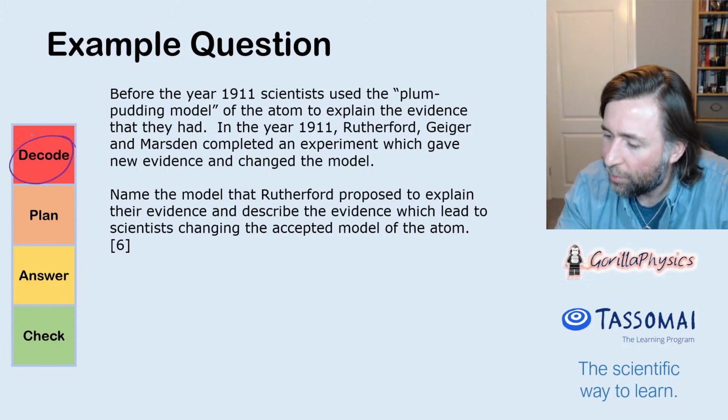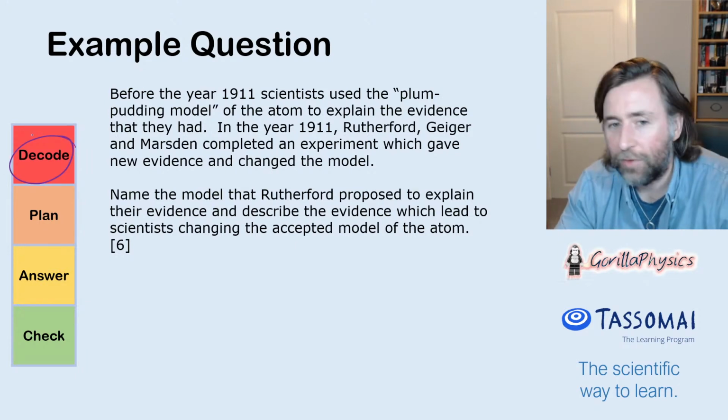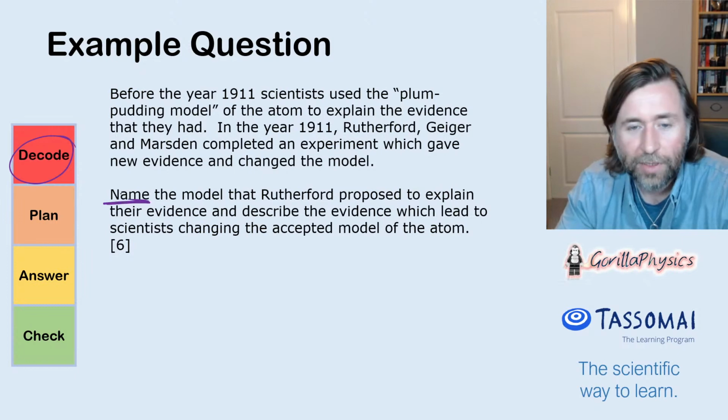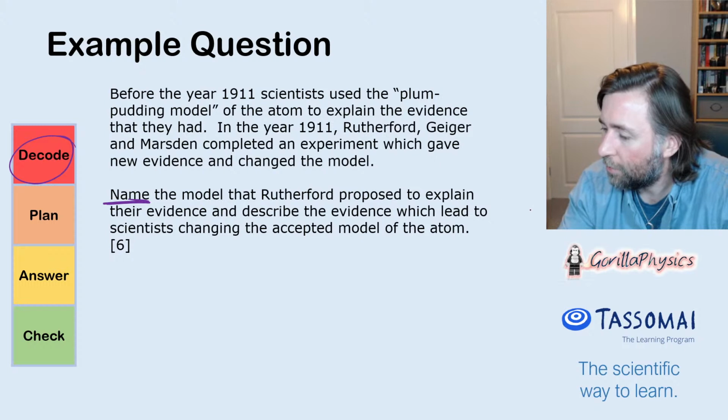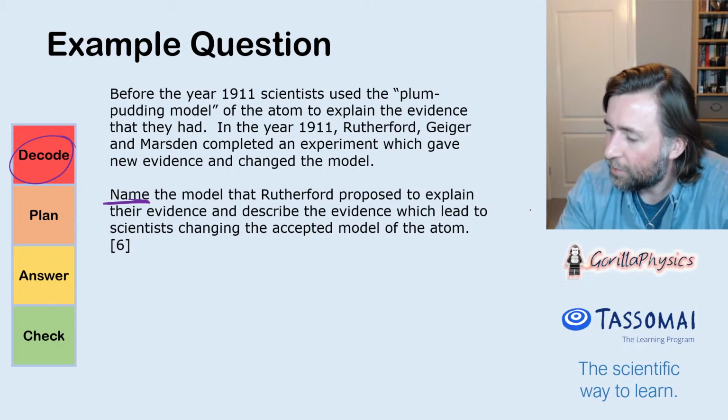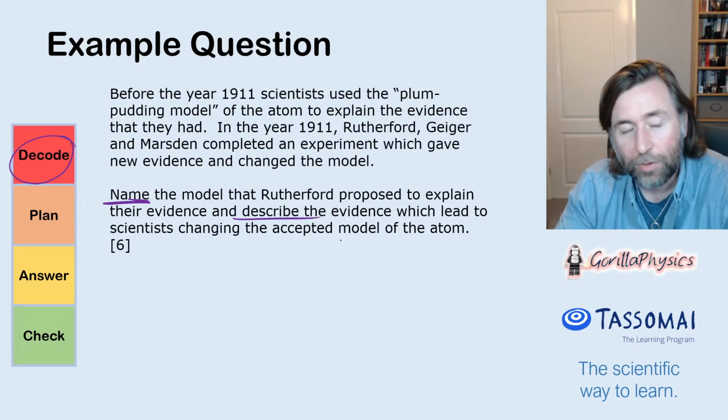Decode first. What do we actually have to do first of all? Whenever I get a question like that, I always think to myself, what do I need to do here? Because when I'm reading, I'm thinking about that. So I have to name the model Rutherford proposed to explain their evidence, and I have to describe the evidence which led to the scientists changing the accepted model of the atom.